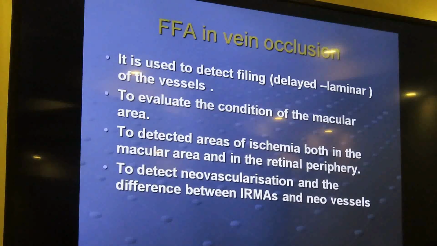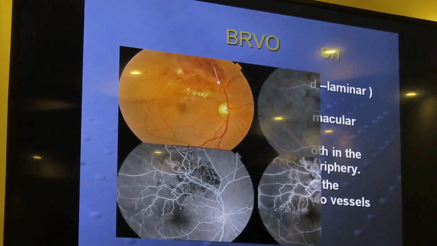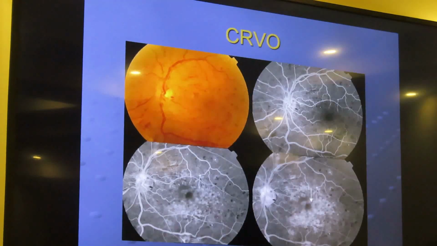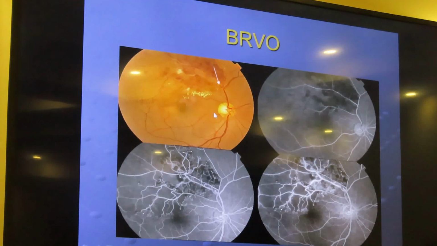Fluorescein angiography in vein occlusion, we also need to know if there is late filling of the veins or not, whether macular edema is present or not, and also whether new vascularization is present or not. This is to know if it is ischemic or non-ischemic retinal vein occlusion. This is a branch retinal vein occlusion. As you see, upper temporal retinal vein occlusion with ischemic changes. You can see the ischemic changes here, and this is blocked by hemorrhages.